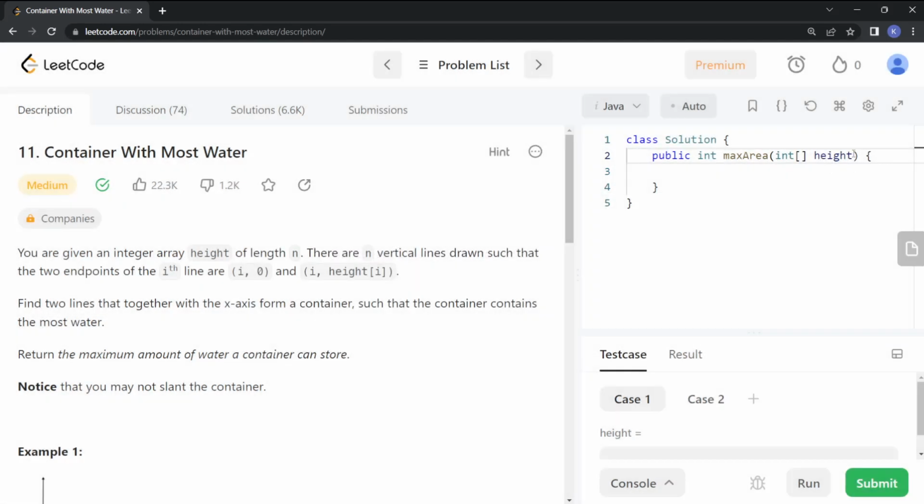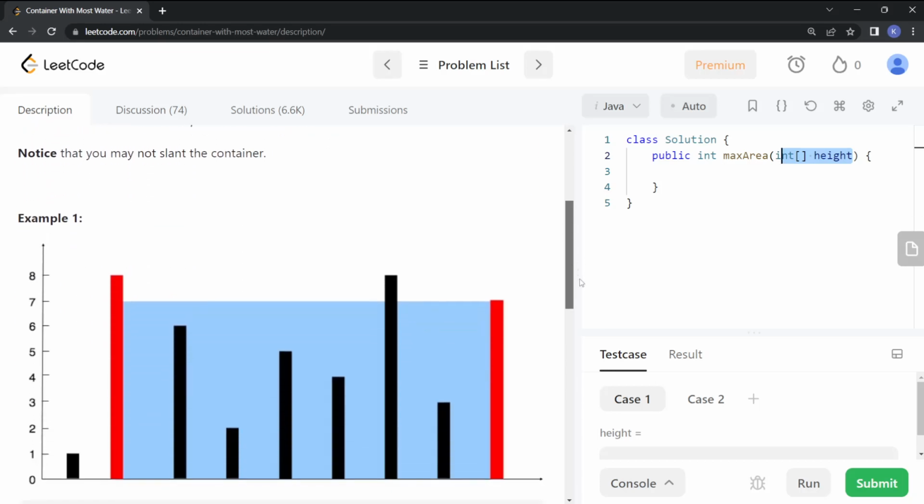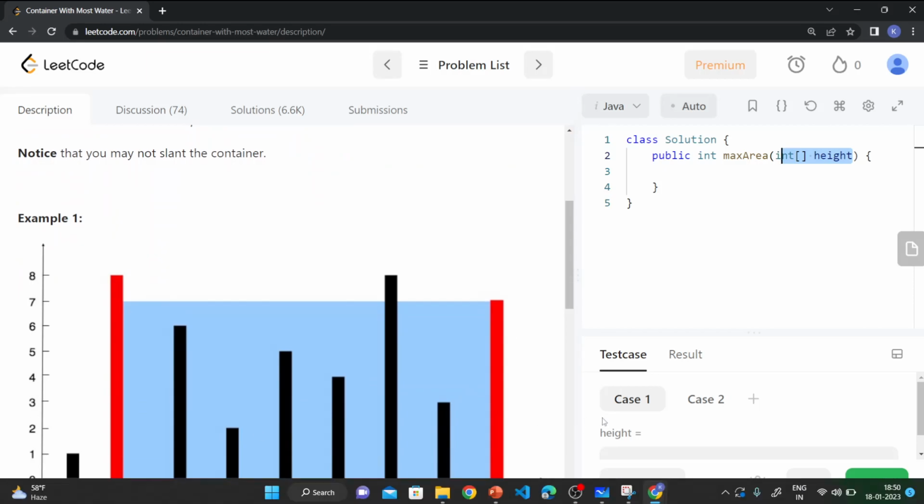This array has been passed to this function called maxArea, and this array is an array of different heights, right? So there are n vertical lines. This array basically contains these n vertical lines, and these can be of different length or height, drawn such that the two endpoints of the ith line are (i, 0) and (i, height[i]). So there are two endpoints which are basically defining the endpoints of the container also.